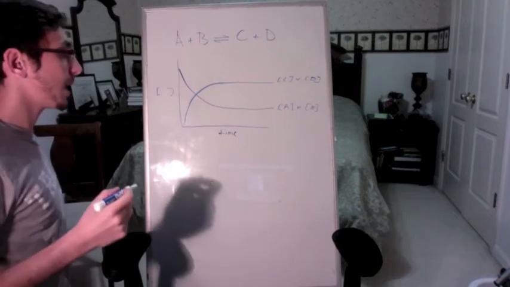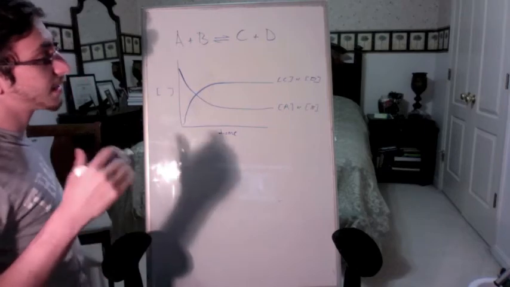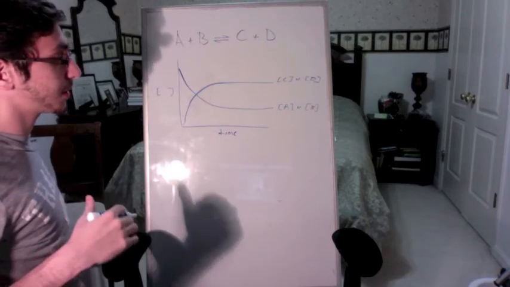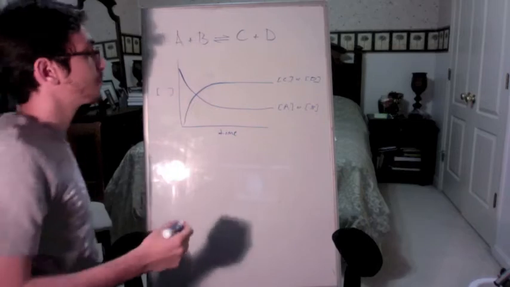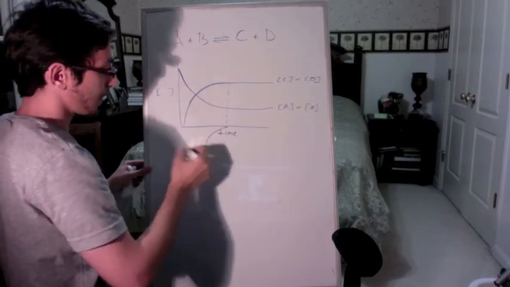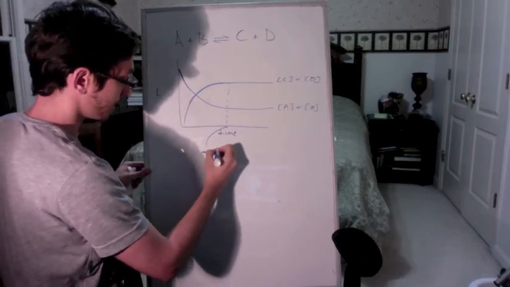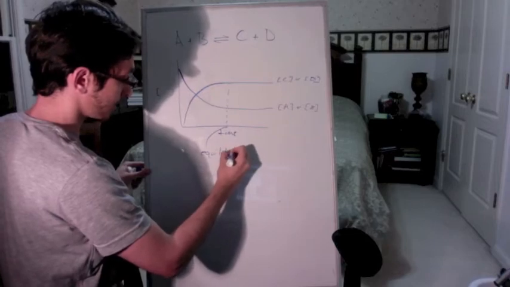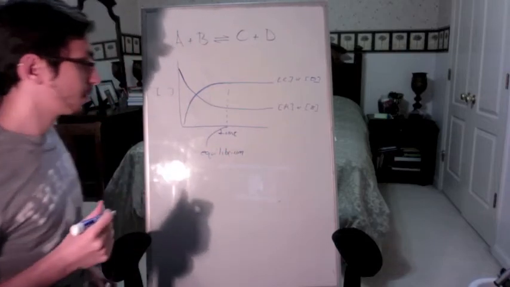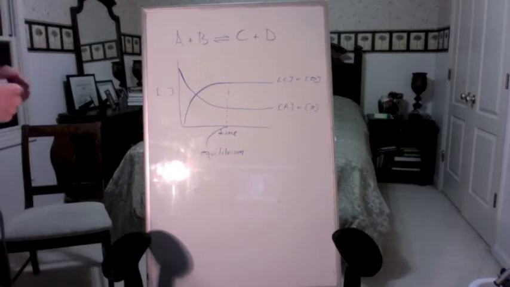Alright, so at some point we see that, at least at the macroscopic level, the concentration of the reactants and the concentration of the products stabilize. There is no observable change. And at that point, which is about here, we reach equilibrium. The concentrations of the reactants and the concentrations of the products remain the same. They've reached equilibrium.